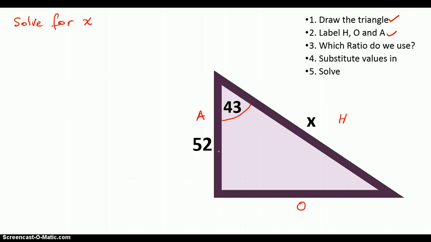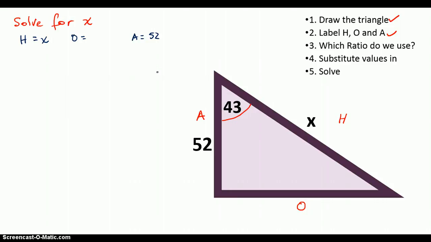What you need to do is have a look at which pieces of the puzzle you're given. So, out of the H, O, and A, which ones do we actually have values for? Or which ones can we use? So let's label this H equals, O equals, A equals. In this case, H equals x, O equals, well, we don't have anything there, so I'm just going to leave it as blank, and A equals 52.